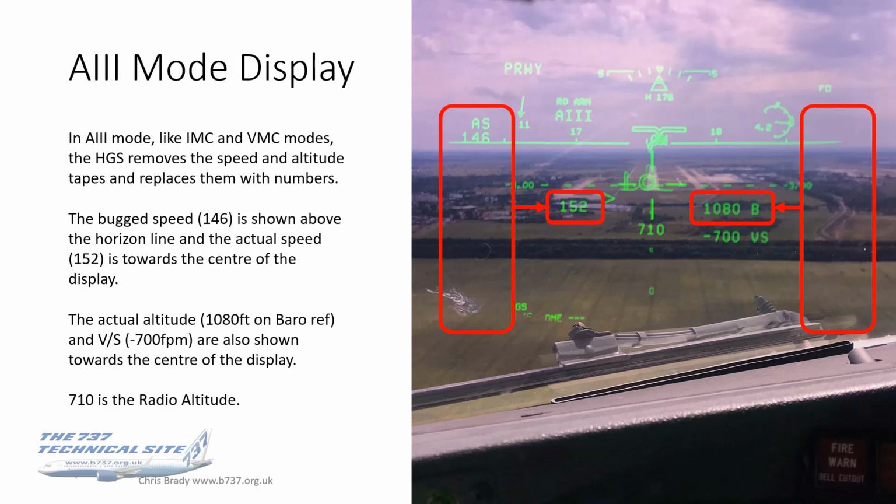The actual altitude, 1080 bar ref, and vertical speed, 700 feet per minute, are also shown, brought in toward the center of displays. The 710 in the middle at the bottom there, that's the rad alt. So obviously you can work out the elevation from the difference between that and the baro altitude there.